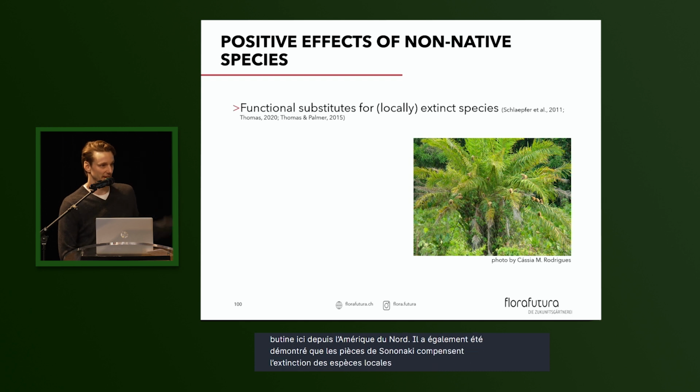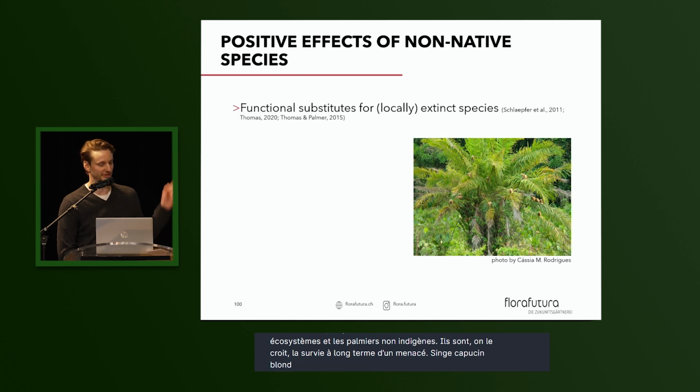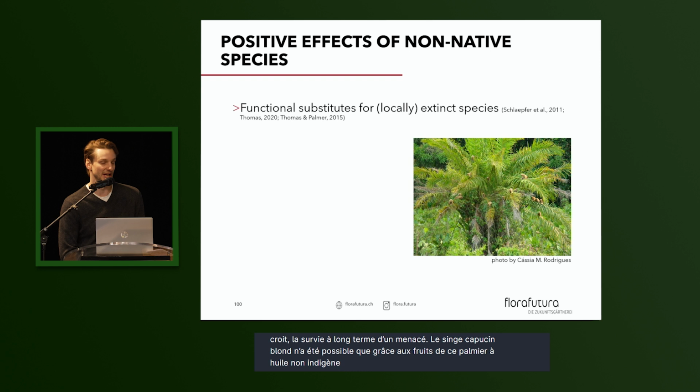For example, this is a palm tree, the oil palm growing in Bahia in Brazil, where I did some research on novel ecosystems and non-native palm trees. There it is believed that the long-term survival of a threatened and endangered blonde capuchin monkey was only possible due to the fruits of this non-native oil palm, which is posing an alternative food source for the native, nearly non-existent fruit trees that have been cut down by humans.